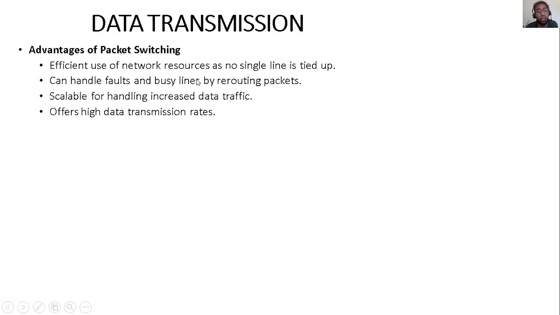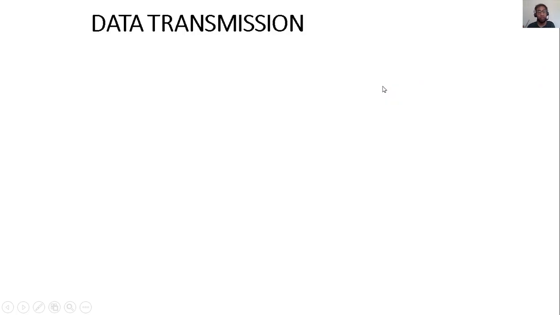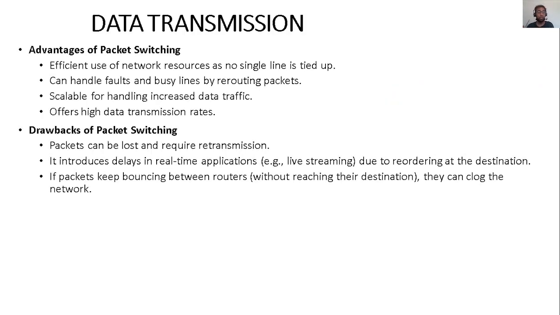Okay, next is advantages of packet switching. Packet switching is efficient use of network resources as no single line is tied up, because you can switch between different routes. It can handle faults and busy lines by rerouting. For example, if a fault occurs at some route, it can reroute to some other router or some other way.